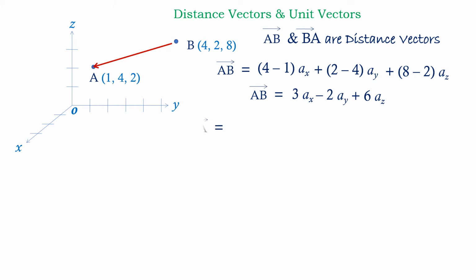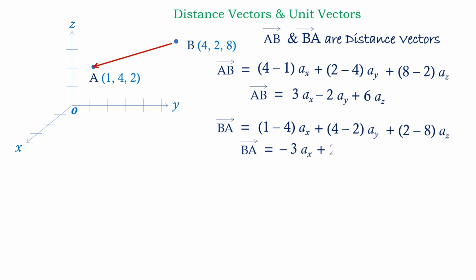Now the B to A distance vector can be written as 1 minus 4 ax, 4 minus 2 ay, 2 minus 8 az. This will come as minus 3ax plus 2ay minus 6az.